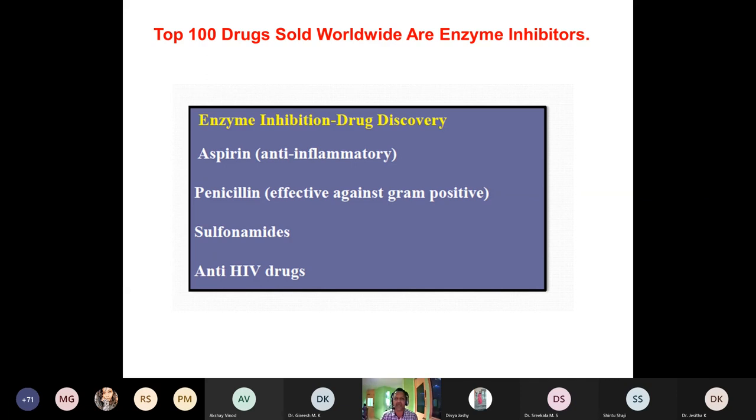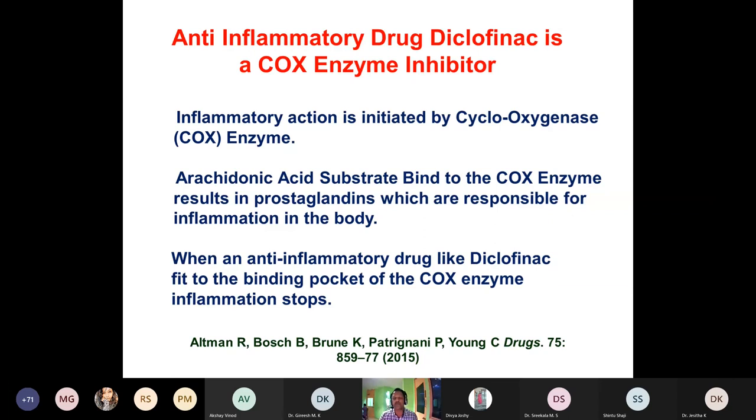So for a better explanation, I should explain the anti-inflammatory drug diclofenac sodium. What is the activity of the anti-inflammatory drug diclofenac sodium? The first step I already told you: identification of the target protein or enzyme is the first step. The cyclooxygenase protein or enzyme is the protein responsible for inflammation.